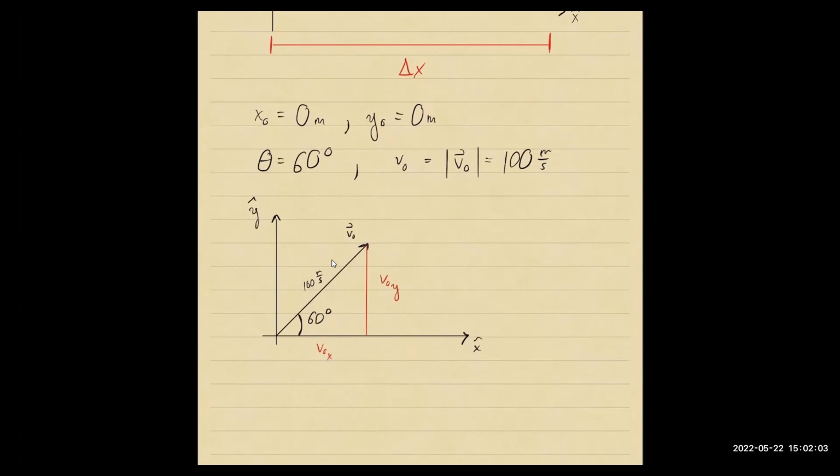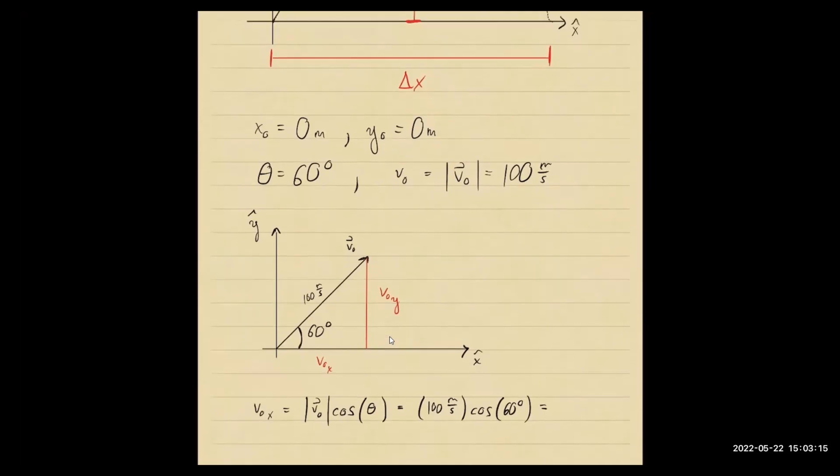And we can do that because when we break down a vector in the x direction, the initial velocity in the x direction is equal to its magnitude times cosine of the angle between the vector and the positive x-axis. So in this case, the magnitude is 100 meters per second, multiplied by cosine of 60 degrees. So this is going to be equal to 50 meters per second.